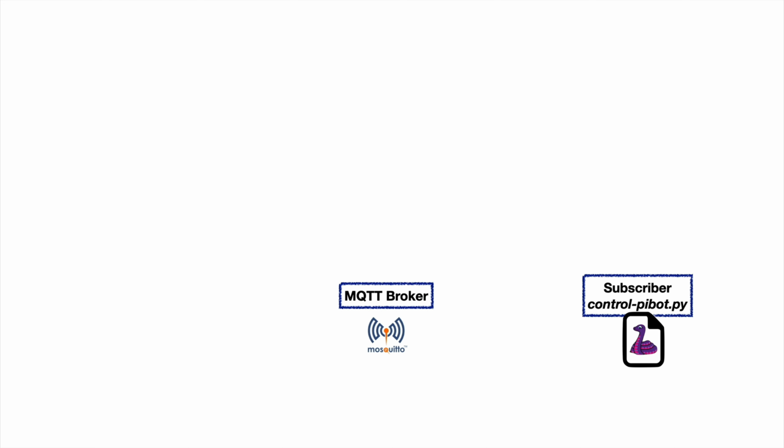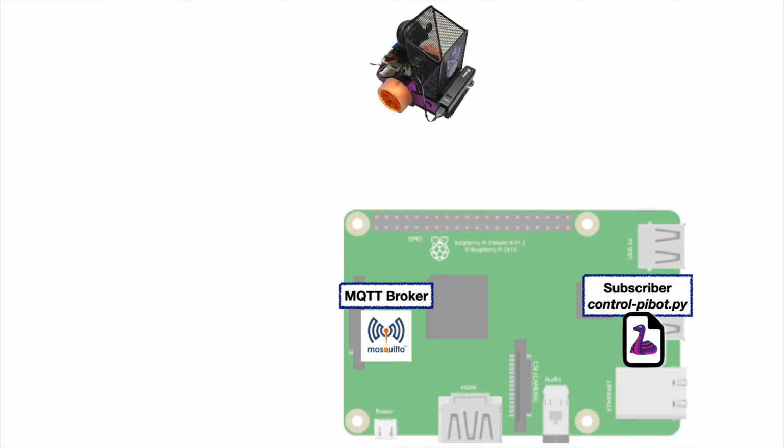Now, what does this all mean for our robot project? Well, we need a broker, so we're going to download an open source broker program called Mosquitto, two T's for MQTT, get it? And also we need a subscriber, and what we'll do here is we'll write a Python program that acts as a subscriber, and we'll call that control-pybot.py. Both of these things are going to run on the Raspberry Pi.